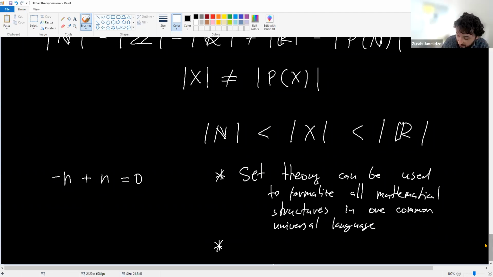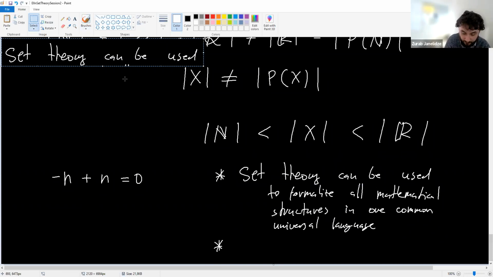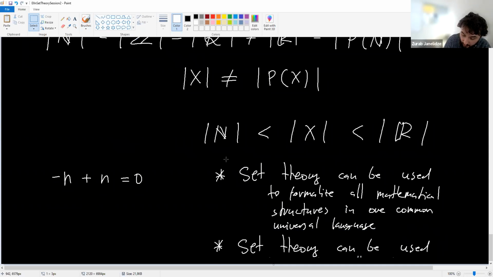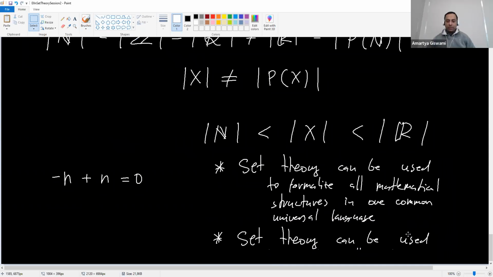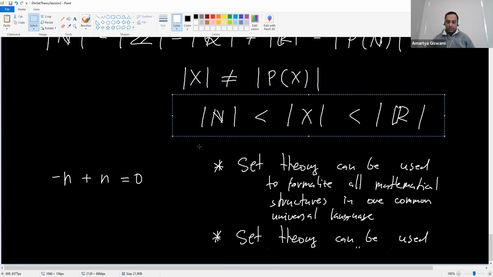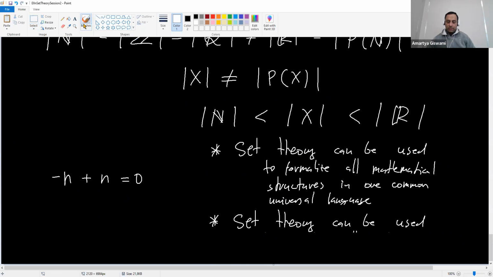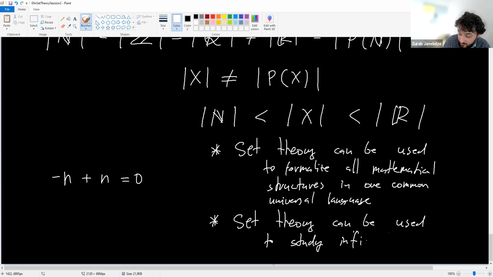And the second point is that set theory can be used to study infinity. Infinite sets. And such a study leads to insights which previously were not known.